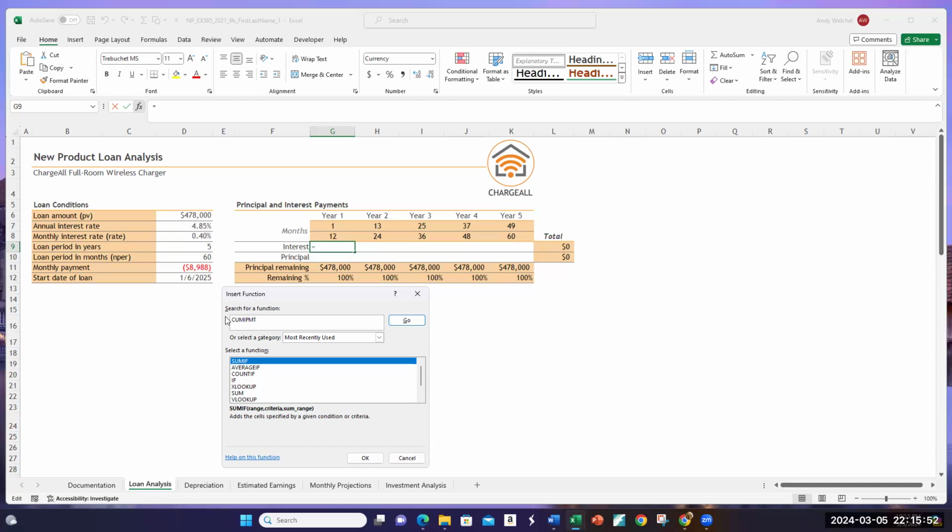CUMIPMT. That stands for cumulative payment. Search under all, go. There we go. So this returns a cumulative interest paid between two periods. All right.